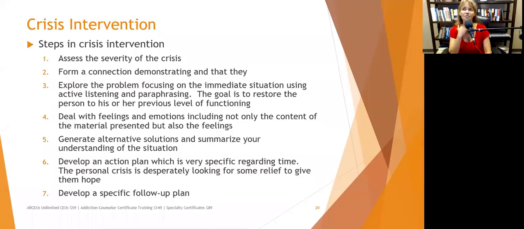Steps in crisis intervention: assess the severity of the crisis, form a connection demonstrating that you're there with the client, and explore the problem focusing on the client's immediate situation, using active listening and paraphrasing in order to restore the person to his or her previous level of functioning. We're not trying to get them to be cured. We're trying to get them to where they were this morning before they got agitated.